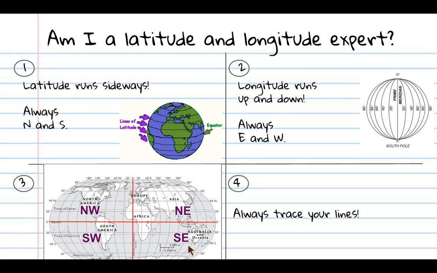Key point number 4, always trace your lines. That's the number one way to make sure that you don't make any silly mistakes when you're doing a latitude and longitude problem. Please pause if you need more time to copy your key points.